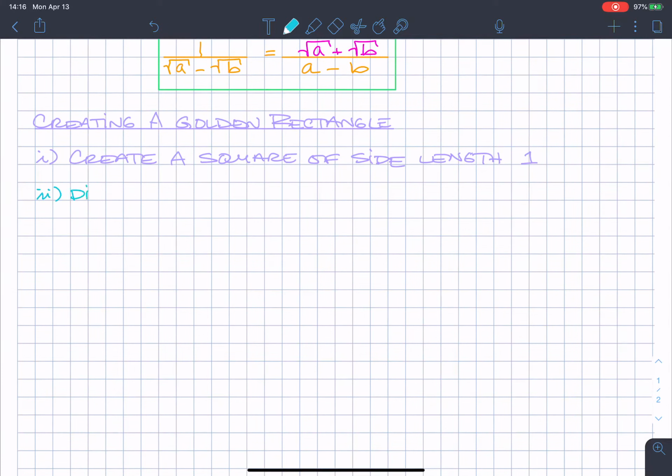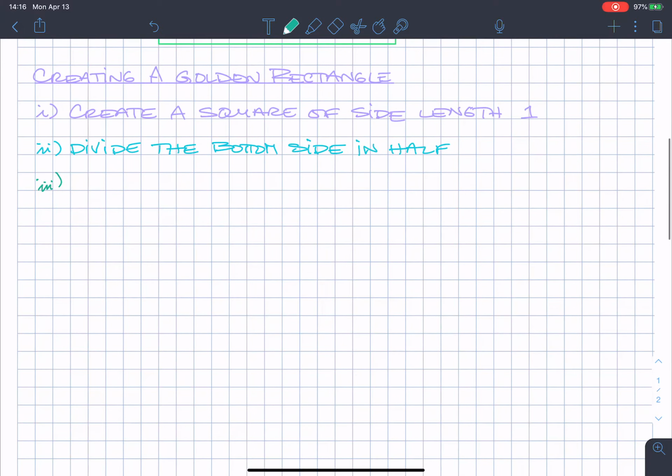So divide the bottom side in half. So step 3 is to draw a line from the point in step 2 to the top right corner. This will make more sense once I draw it out.